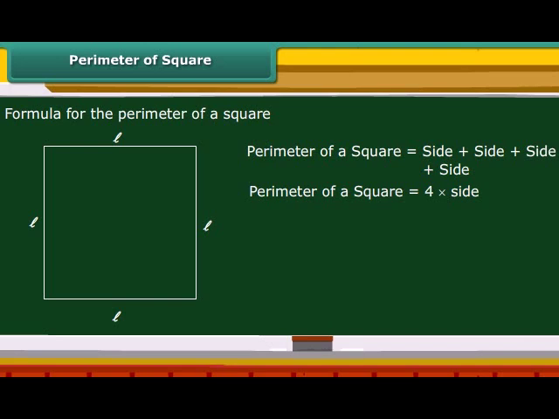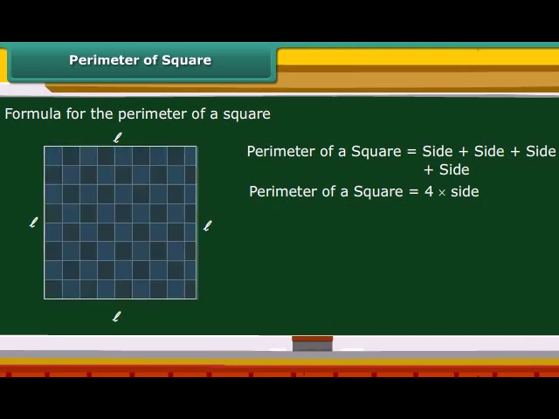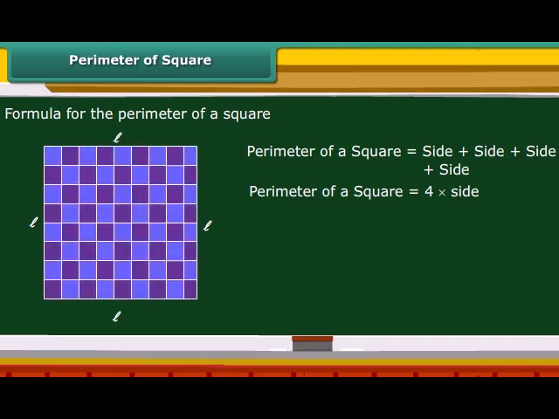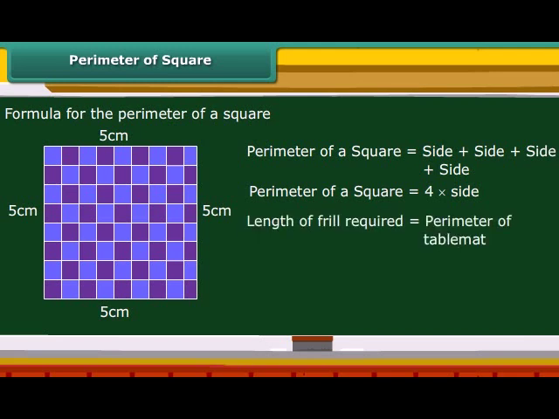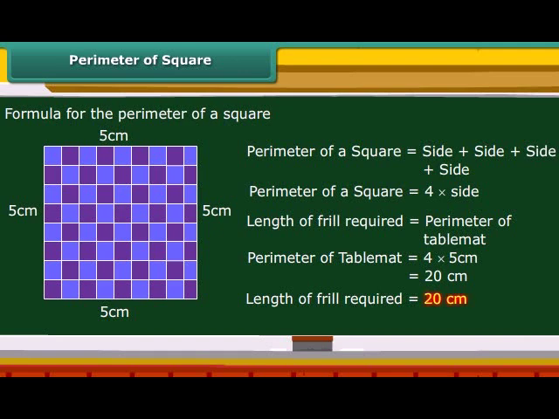Now you want to add frills to all sides of a square table mat, length of whose side is 5 centimeters. Calculate the length of the frill required. The length of the frill required is equal to the perimeter of the table mat. The perimeter of the table mat is 20 centimeters. Therefore, a 20 centimeters long frill is required.